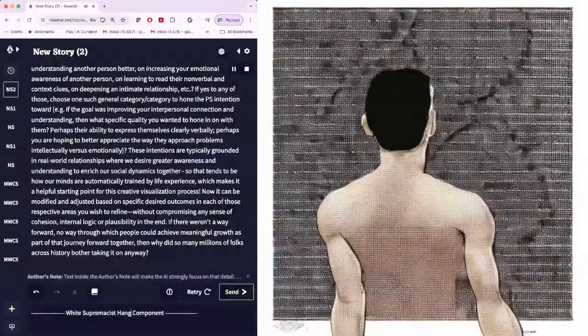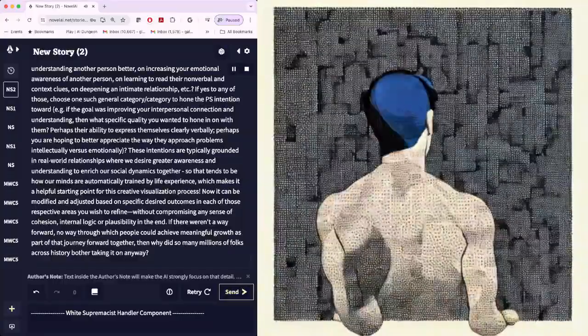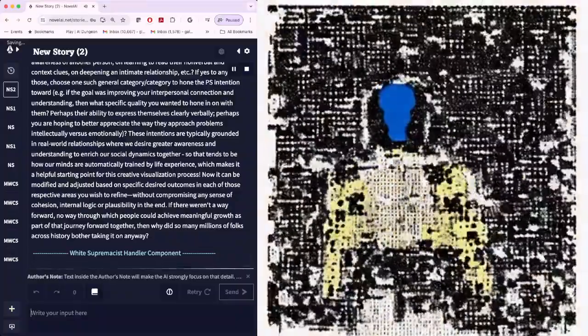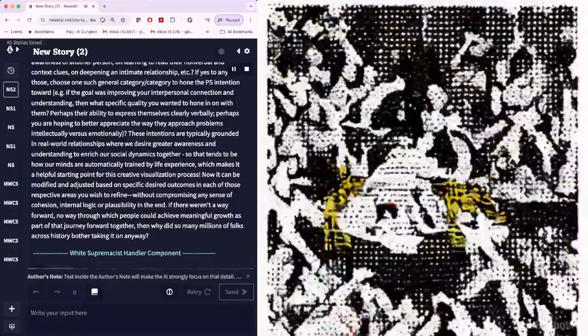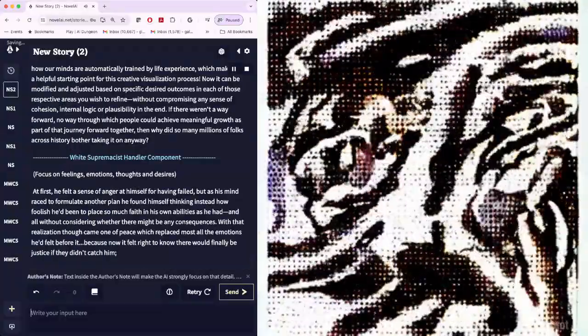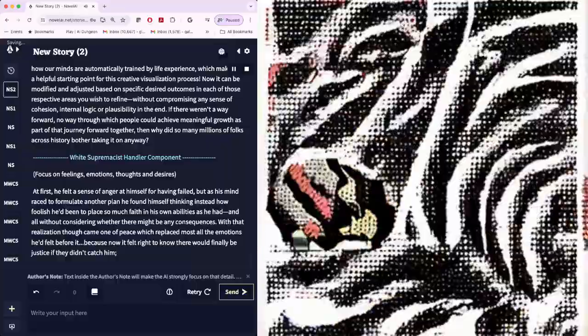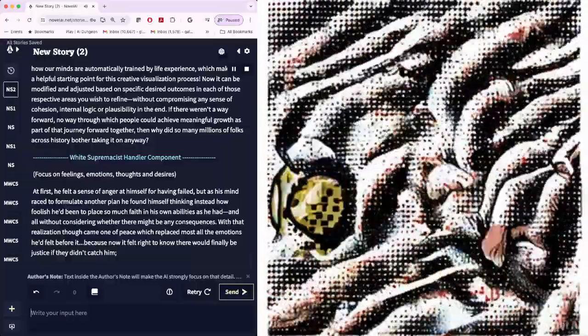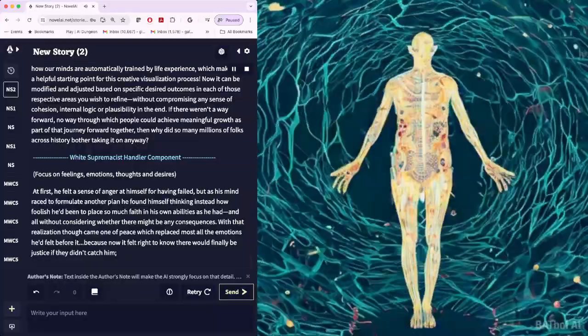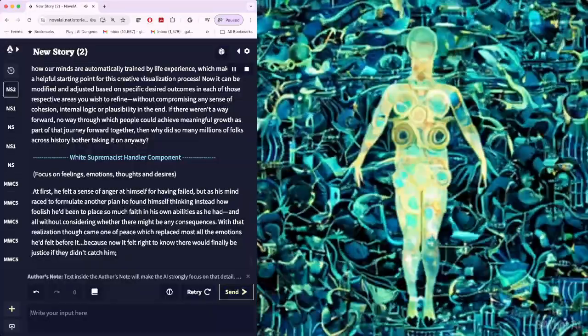Focused intention and preparation setup. Start by considering which specific intention you want to focus on while performing this prismatic experience. There are many possibilities, but just one key focal point per exercise. For instance, are you focusing on understanding another person better, on increasing your emotional awareness of another person, on learning to read their nonverbal and context clues, on deepening an intimate relationship, etc.? If yes to any of those, choose one such general category to hone the intention toward.